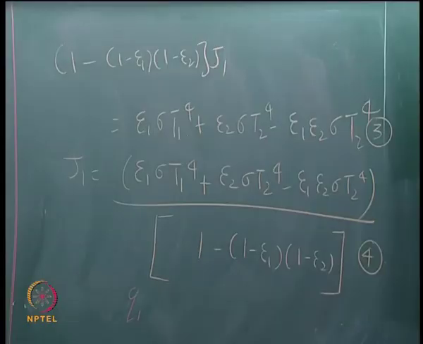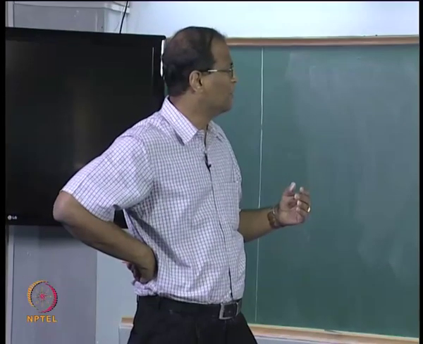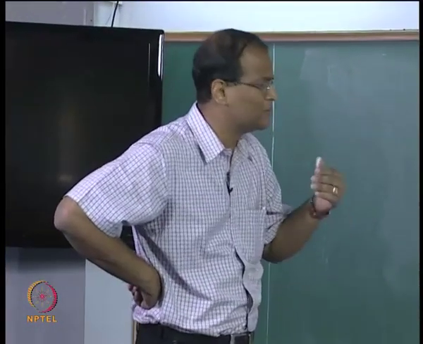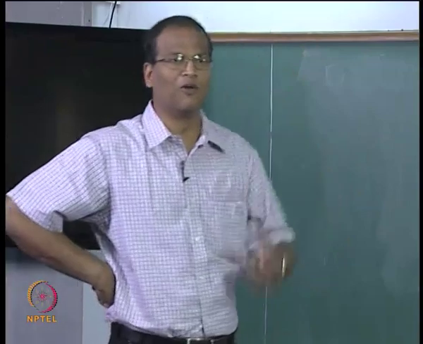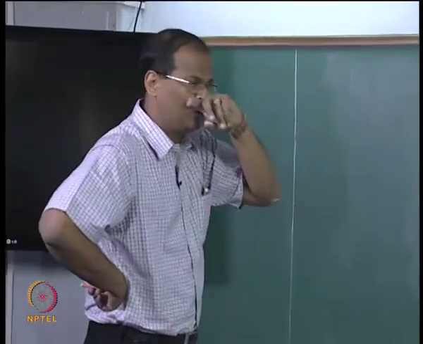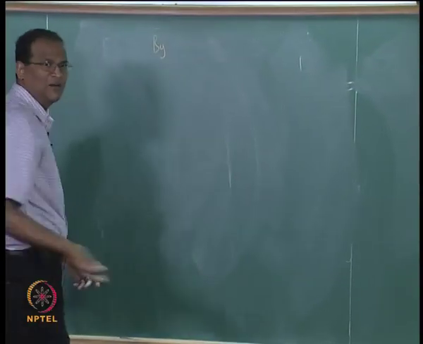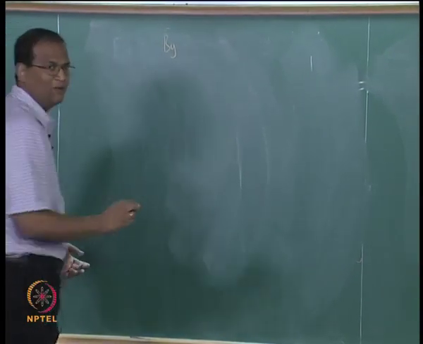So what is the beauty of that expression 4? The beauty of the expression 4 is by inspection I can write an expression for J2. J2 will also be epsilon 1 sigma T1 to the power of 4 plus epsilon 2 sigma T2 to the power of 4 minus epsilon 1 epsilon 2 sigma T1 to the power of 4, denominator will be the same, by inspection. If people do not believe me, please go through the algebra and get the same result.